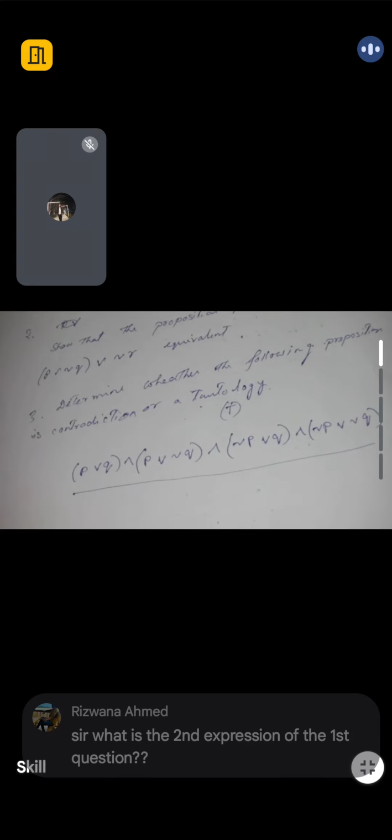Yes, what is the second explain of the first question? It is visible. P OR negation of Q AND R, that is the first expression. And the second expression is P OR negation of Q OR negation of R. This is R.